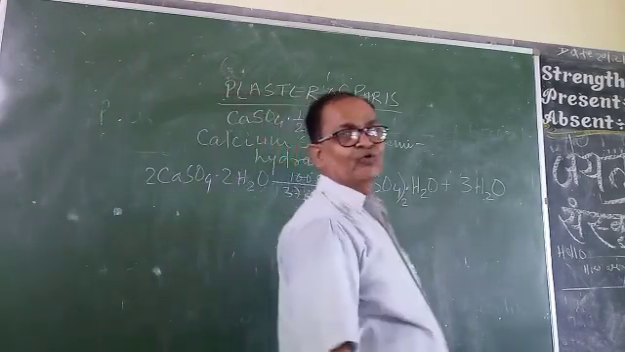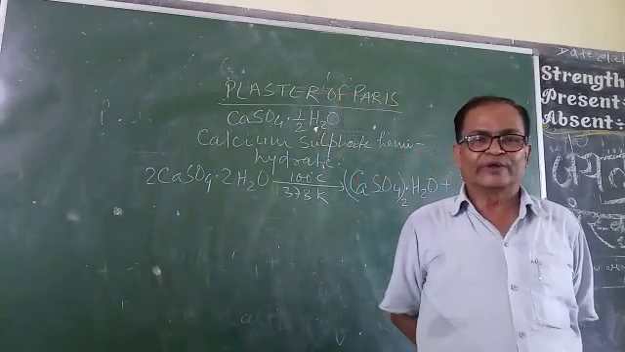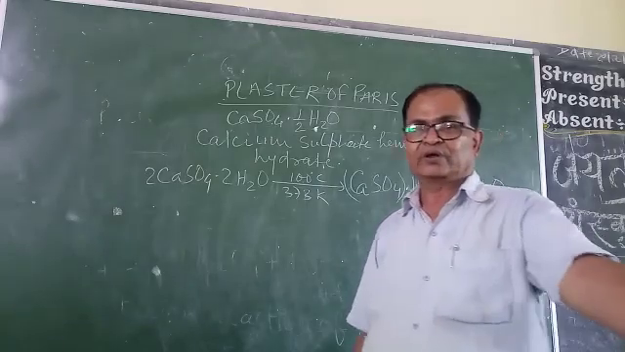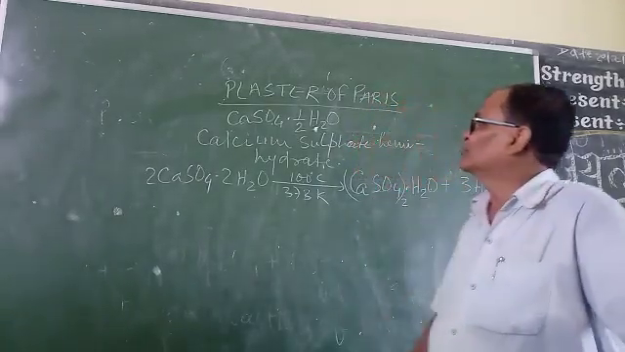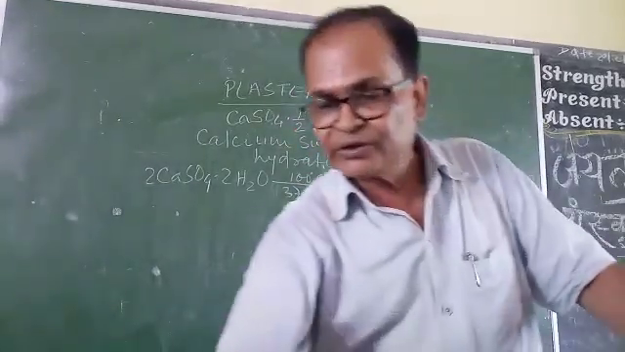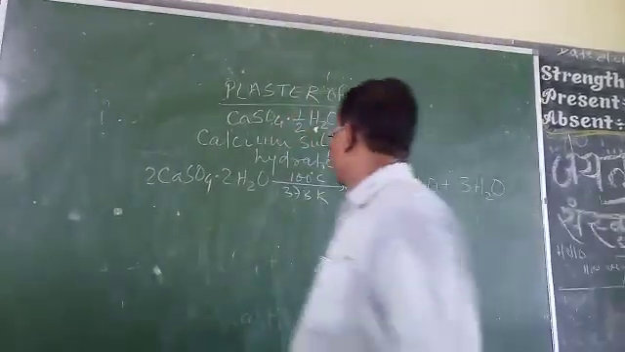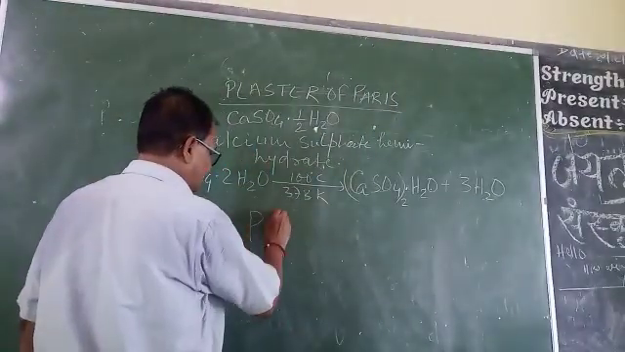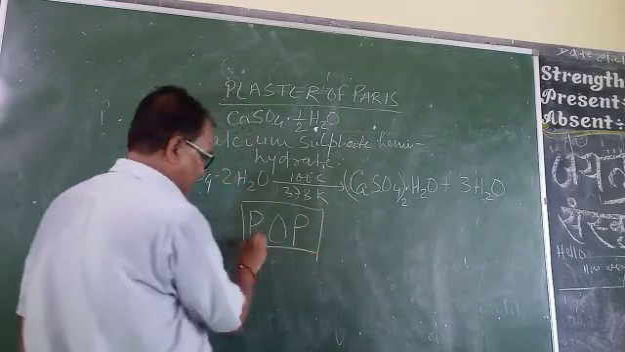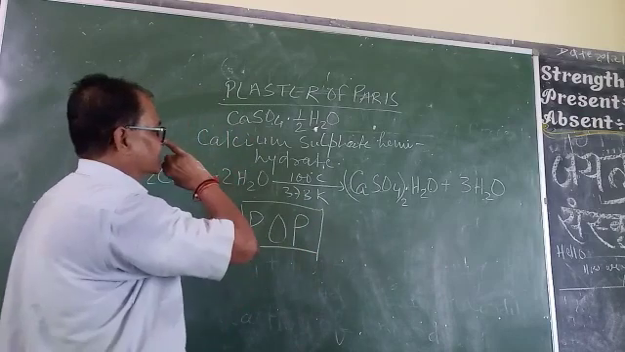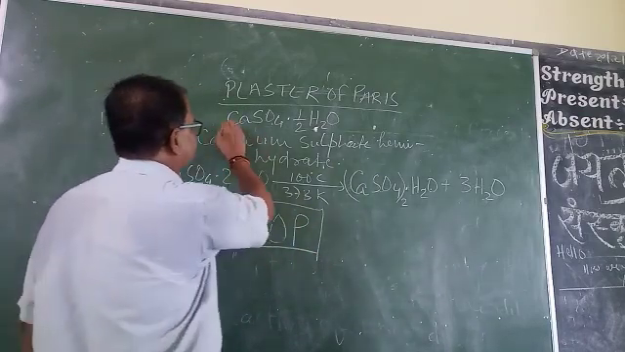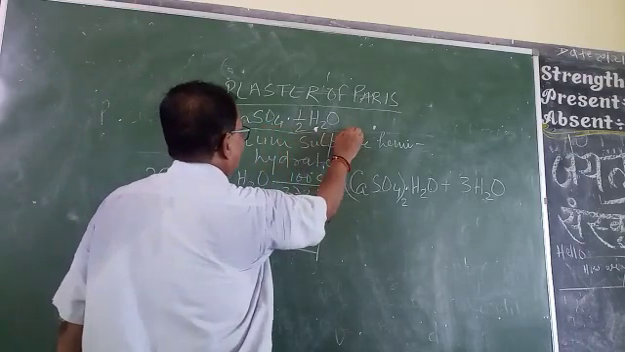Good morning, you all. Today we are going to learn about a salt well known as plaster of Paris. It is commonly called POP, plaster of Paris. The chemical formula of plaster of Paris is CaSO4 half H2O.